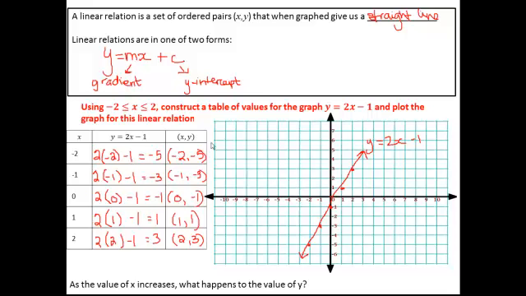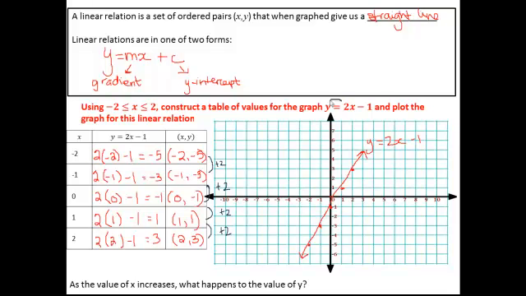Now if I look at the values of y, if I go from -5 to -3, I'm adding 2 there. And if I go from -3 to -1, I'm adding 2 there as well. -1 to 1, I add 2. And 1 to 3, I add 2. So this is what happens in a linear relation. All the y values will go up by the same amount. And you might notice here, they're all going up by 2.